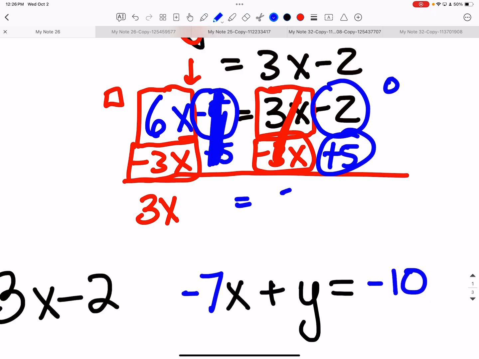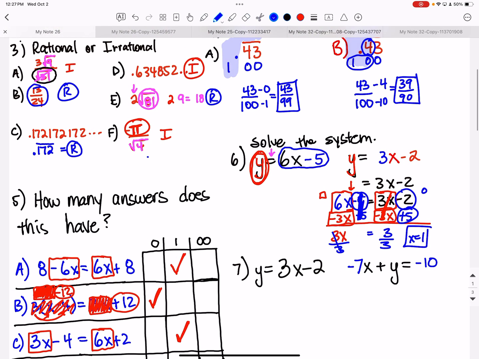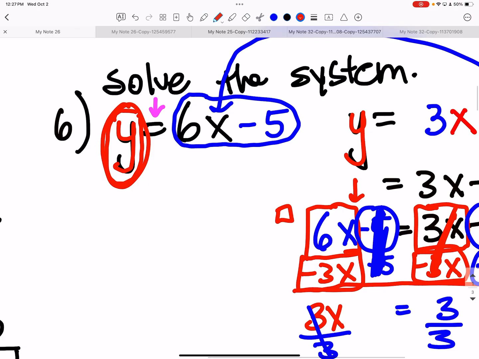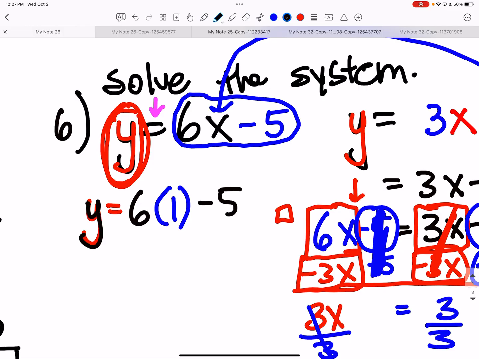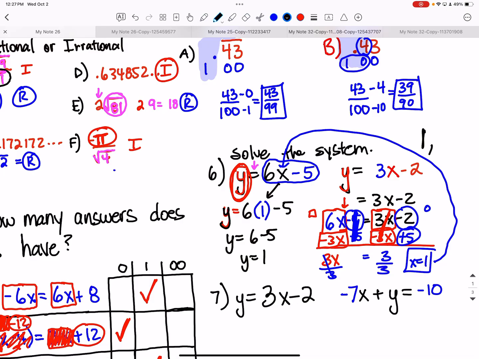Negative 2 and 5 is positive 3. Divide by 3, divide by 3. X equals 1. All right, so we know x's are 1s, but we have to figure out what y's are. So I'm going to go all the way back to the beginning and replace x's with 1s. So y equals 6 times 1 minus 5 because x's are 1s. Y equals 6 times 1 is 6 minus 5. Y's are 1s as well. So for this one, x's are 1s and y's are 1s.